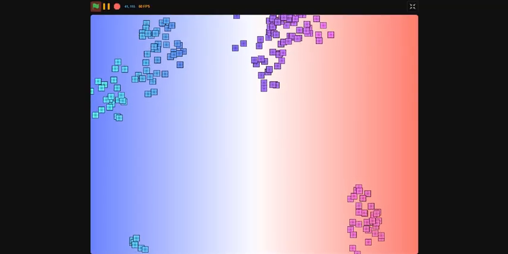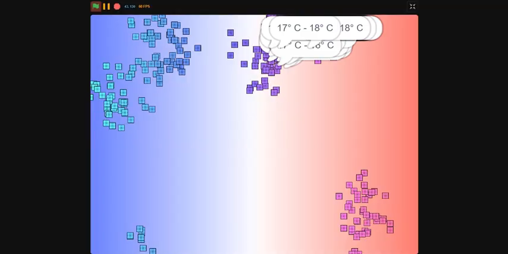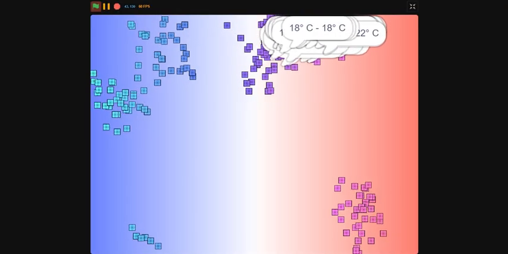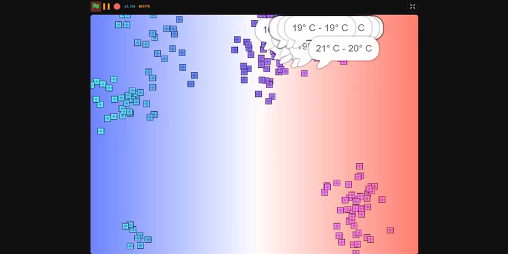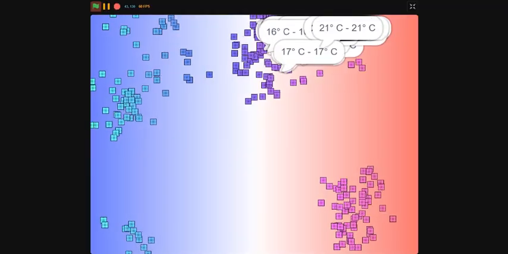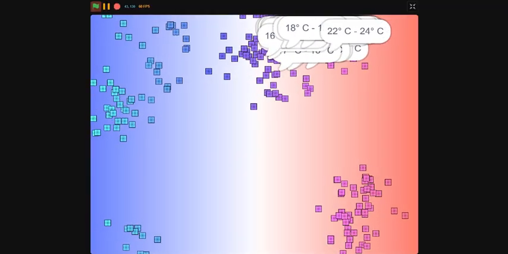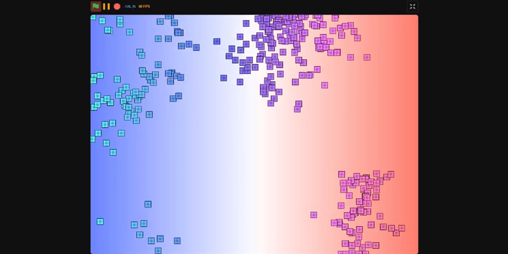Now if we click space, we can see their temperature and their average temperature. The left side of what they say is their current temperature. The right side is their average temperature, which is basically the temperature they were born in and have to stay in so they reproduce.